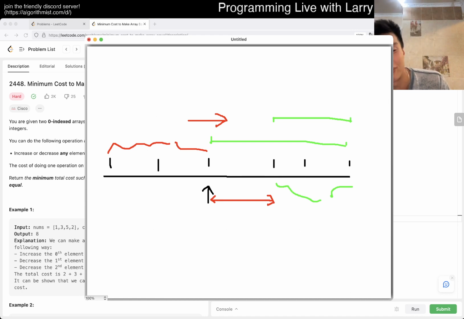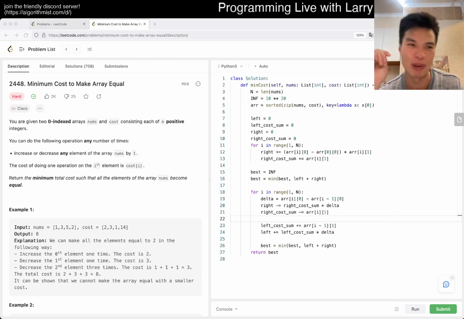I'm doing a pretty poor job. I've drawn similar diagrams in similar videos in the past. Hopefully that is good enough.